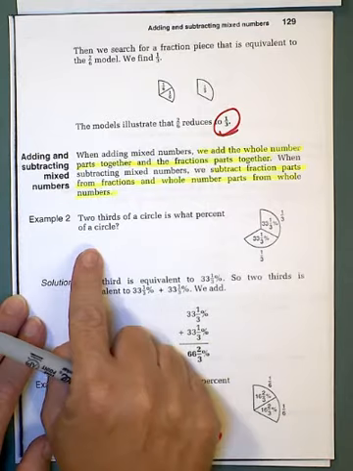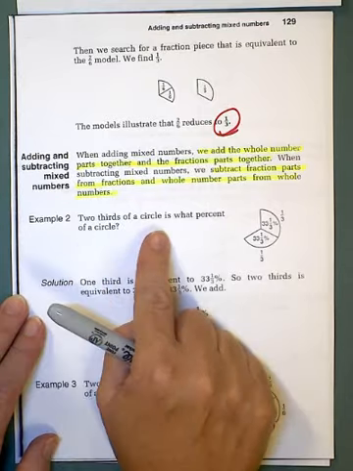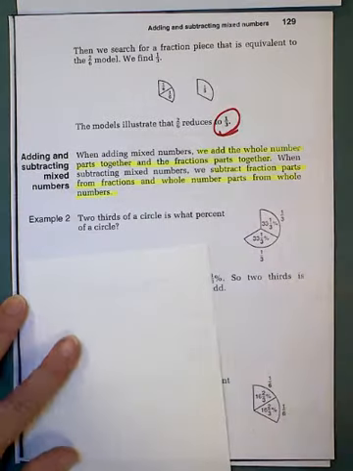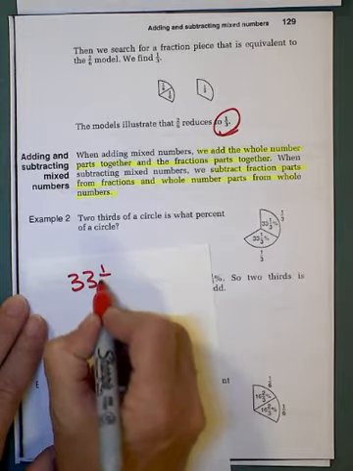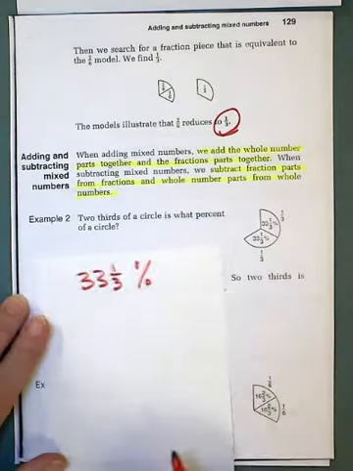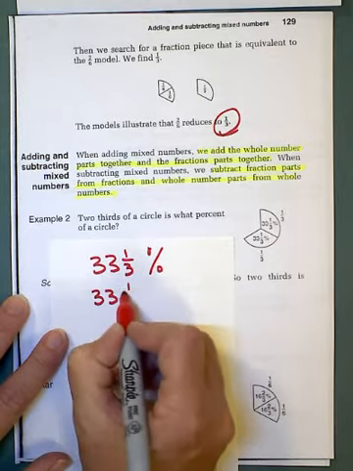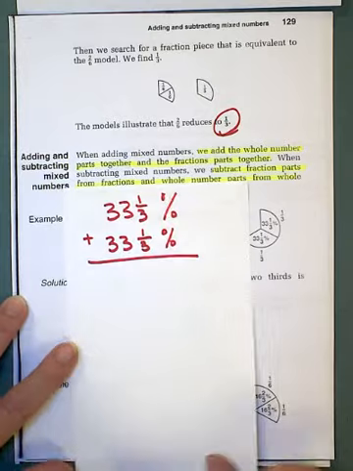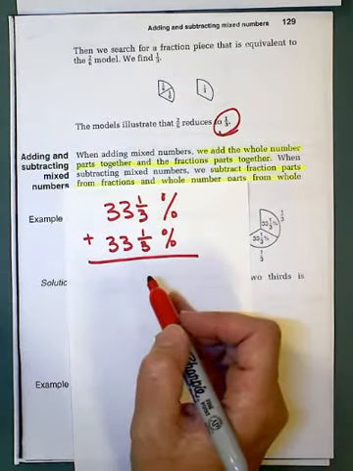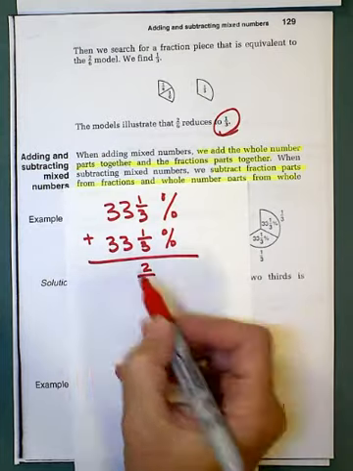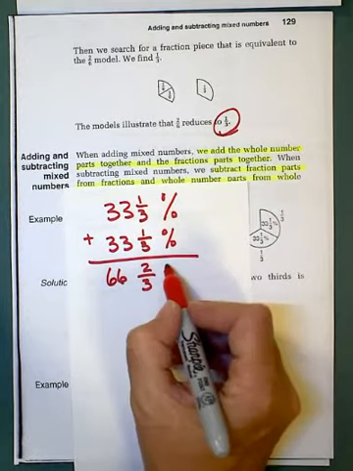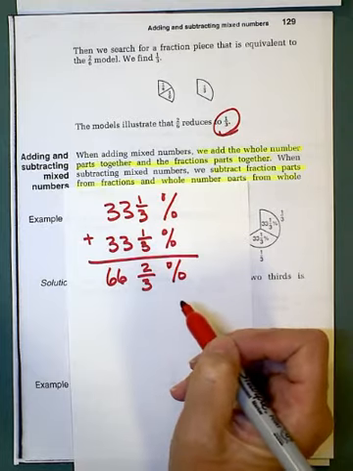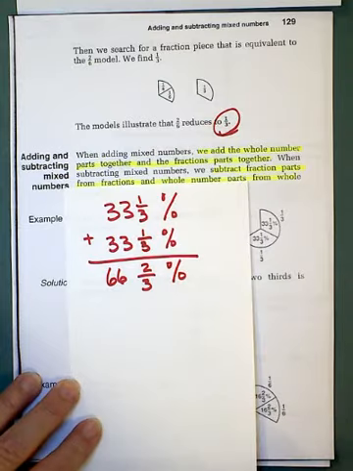Looking at example 2, we are asked, 2/3 of a circle is what percent of a circle? Well, looking at your 1/3 piece, you see that 1/3 equals 33 and 1/3%. And so if we were to add two 1/3 pieces together, we would be adding 33 and 1/3% plus 33 and 1/3%. So let's begin by adding our fractional parts. 1/3 plus 1/3 is 2/3. 33 plus 33 is 66. And so our sum is 66 and 2/3%. Now that was a fairly simple, straightforward problem. Let's continue to look at the examples in our book, and we will find a few other more challenging issues.